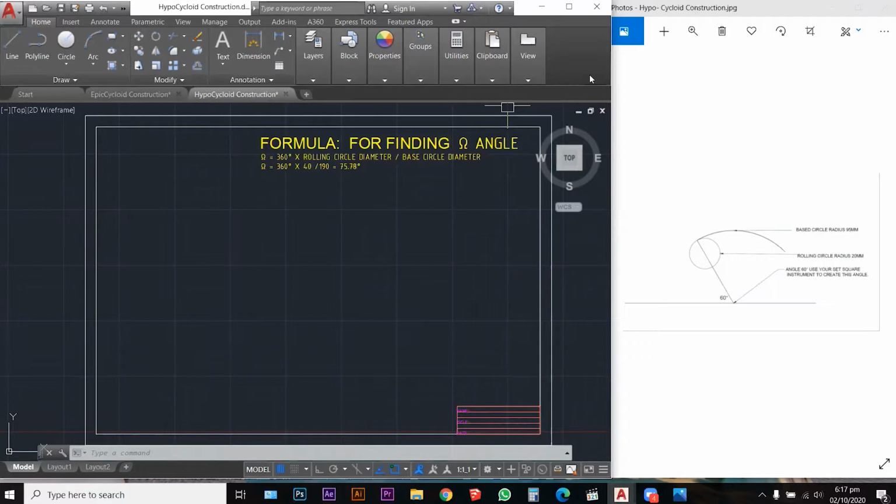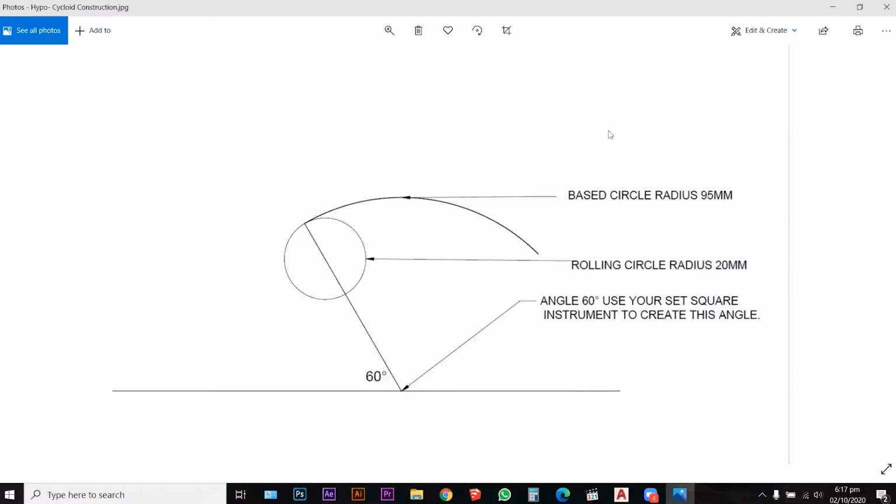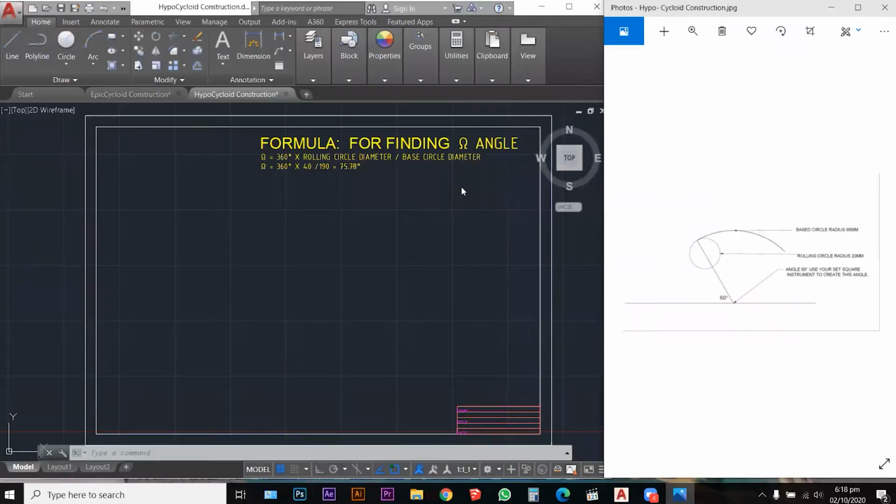Okay, so now I'm just going to maximize my problem. So this is what is given to me, where the base circle is 95 millimeters and the rolling circle is 20 millimeters, and these are both given in radii. The angle that we are going to set up this rolling circle to start at the base circle is 60 degrees, but we also need to find an angle called omega.